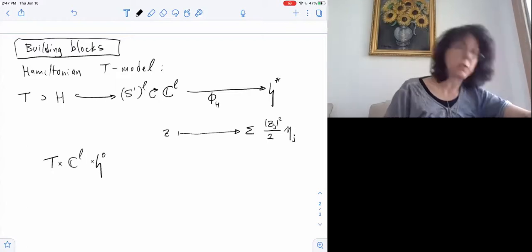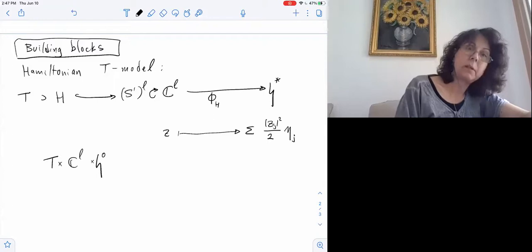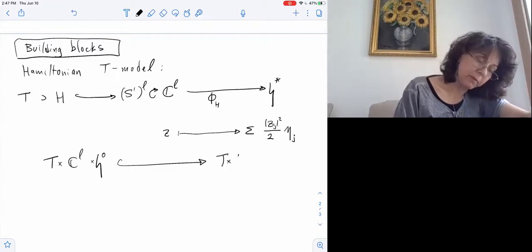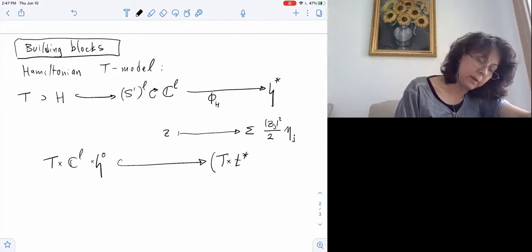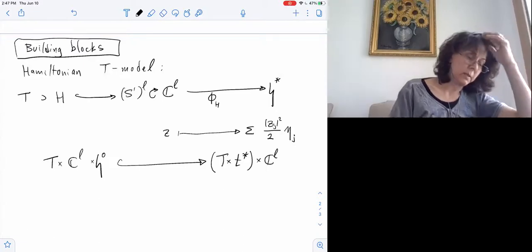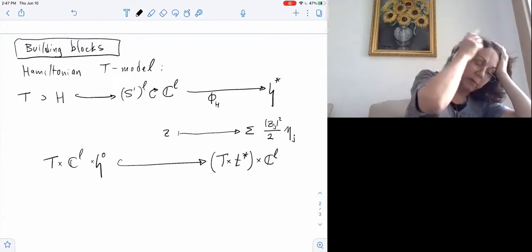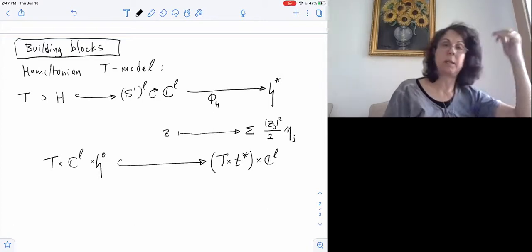Now, what is this H naught? This is a subspace of the dual of the Lie algebra of the torus, consisting of just the annihilator of the Lie algebra of the subgroup H. So fraktur H will be the Lie algebra of the subgroup H. Fraktur H, not superscript 0, that's its annihilator.